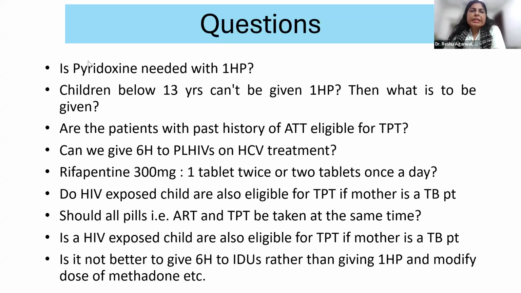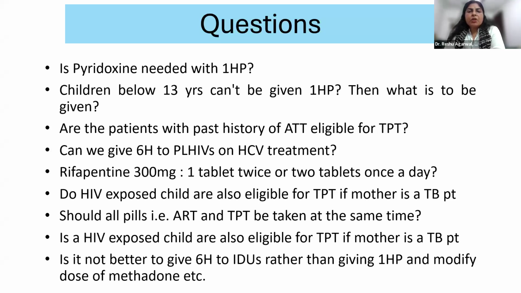Children below 13 years can't be given 1 HP. Then what is to be given? They need to be given 6 months of INH, the isoniazid regimen you were using earlier. Are patients with a past history of ATT eligible for TPT? When a patient is newly registered at the ART center, irrespective of the past history, you need to start them on TPT. I think that answers your question.